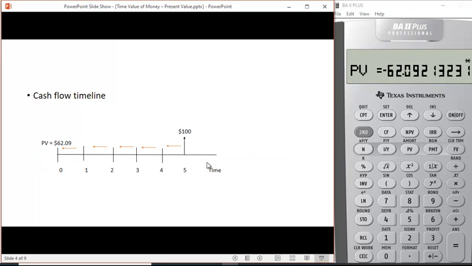So here's what we're basically doing. We're moving this $100 5 spaces, or 5 periods, back to time period 0. So that's what this looks like. It can be useful to draw a time cash flow diagram to get a visual of what we're trying to do. For a simple problem like this, it may not be as necessary, but when you do more complicated problems, sometimes it's kind of helpful.